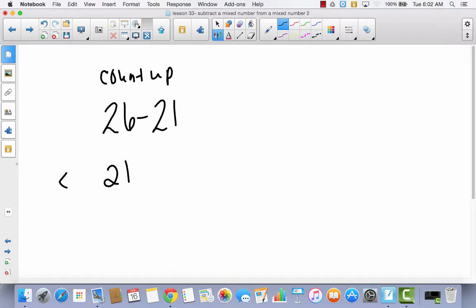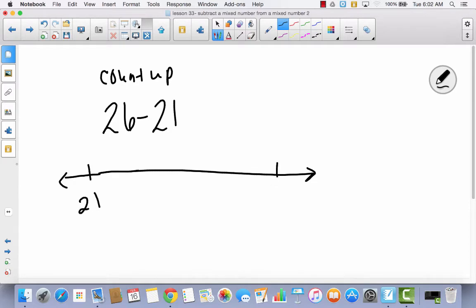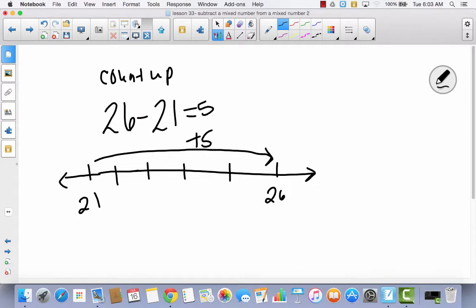So if this were our number line, and here was 21, and this were 26, and I said count up. So I'd want you to come through here and go 22, 23, 24, 25, and I'd want you to count how many numbers it takes you to get here. So you would say 1, 2, 3, 4, 5. So if you counted up from 21 to 26, it would be 5. Therefore, 26 minus 21 equals 5.